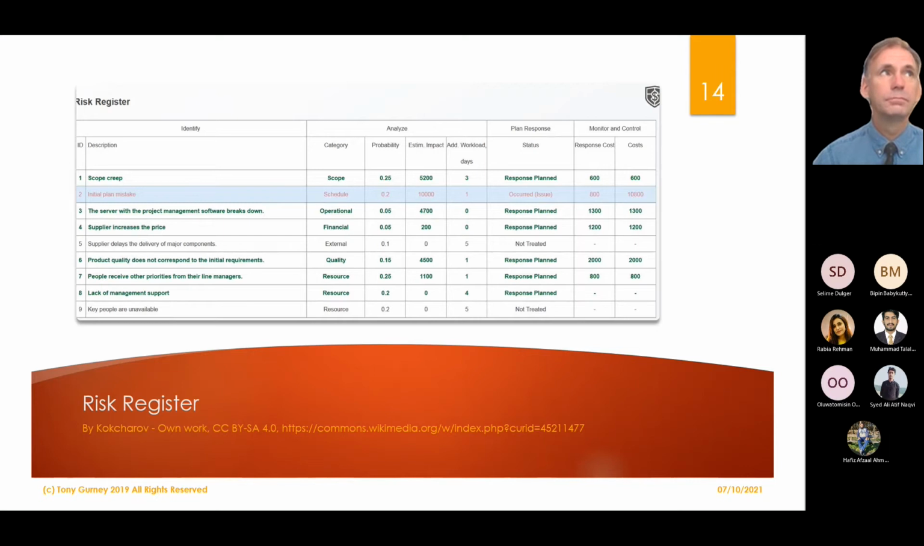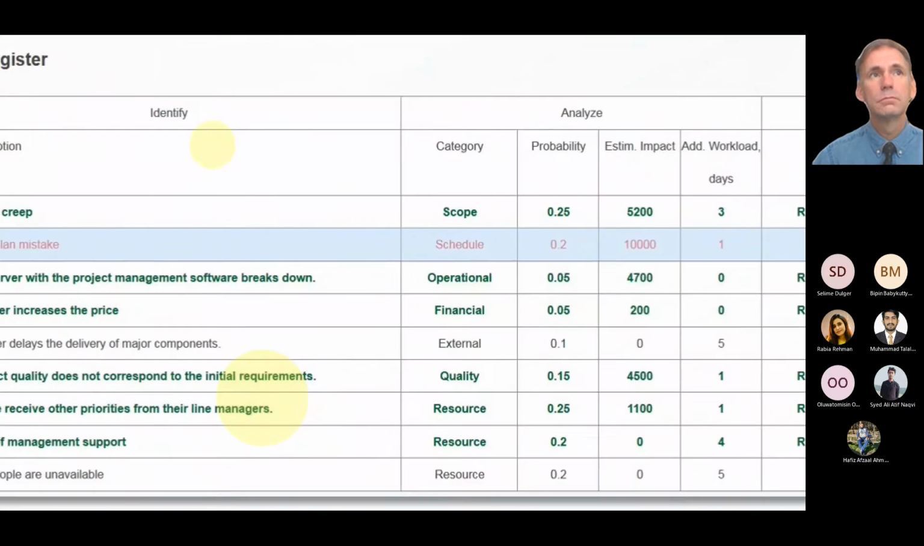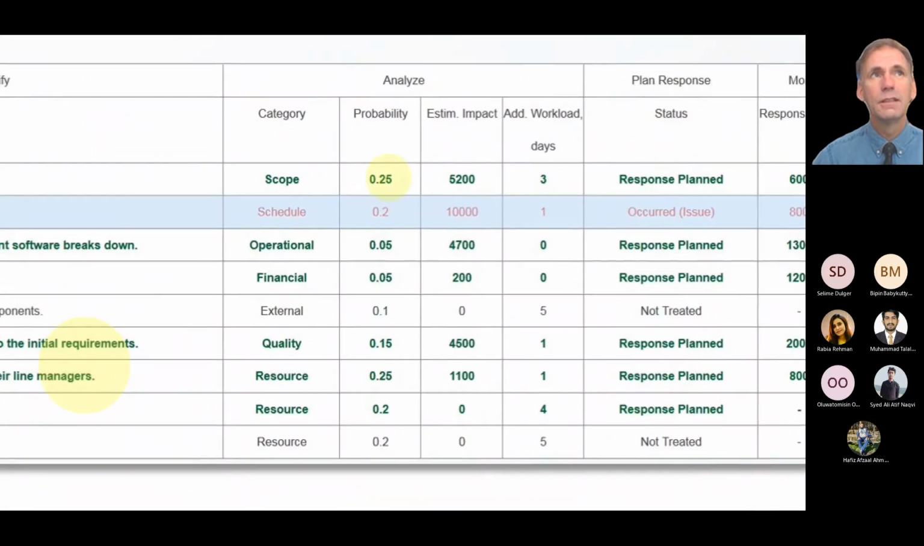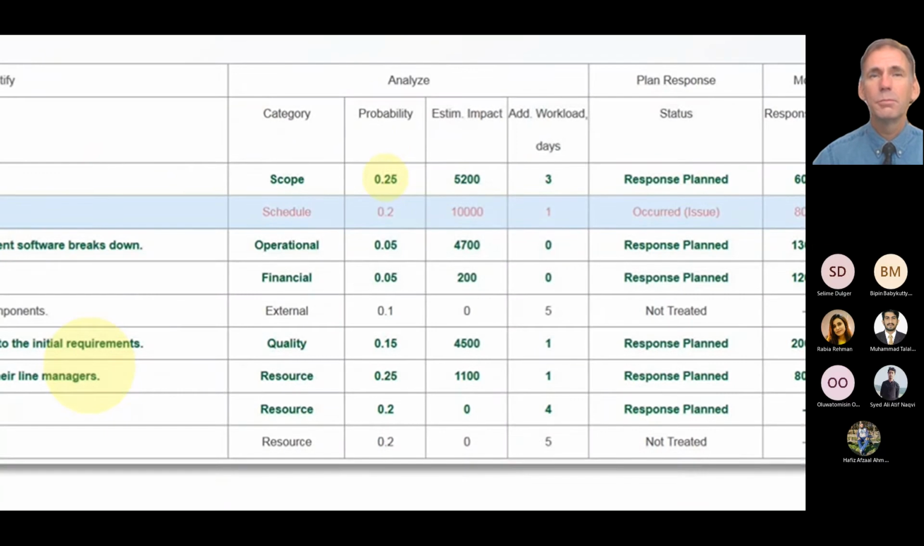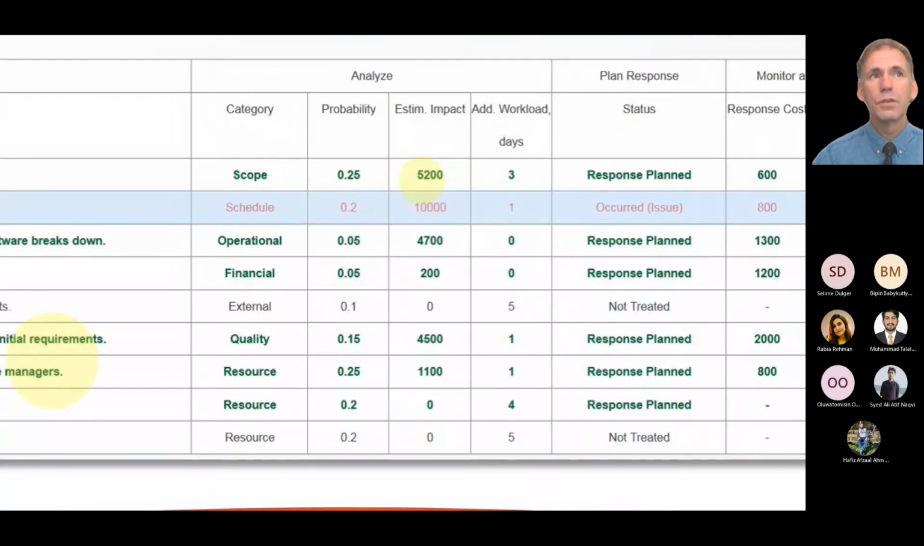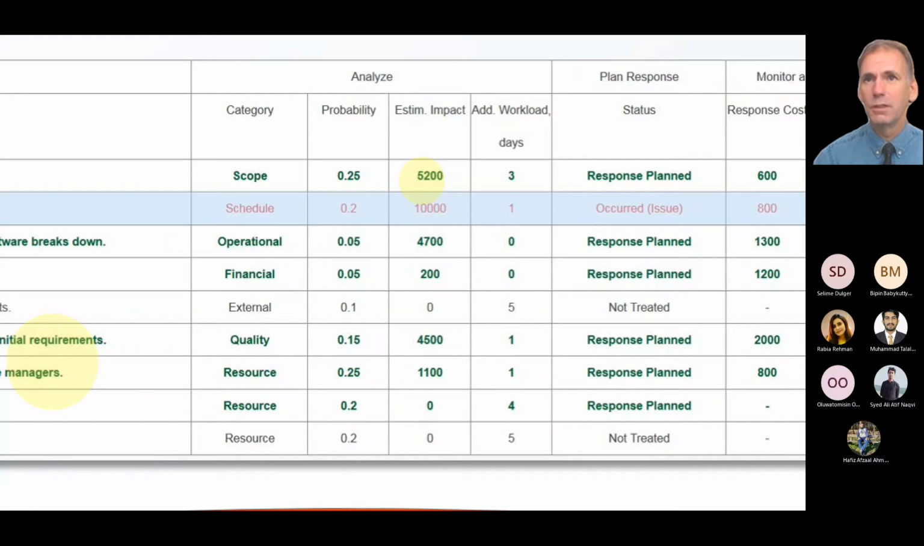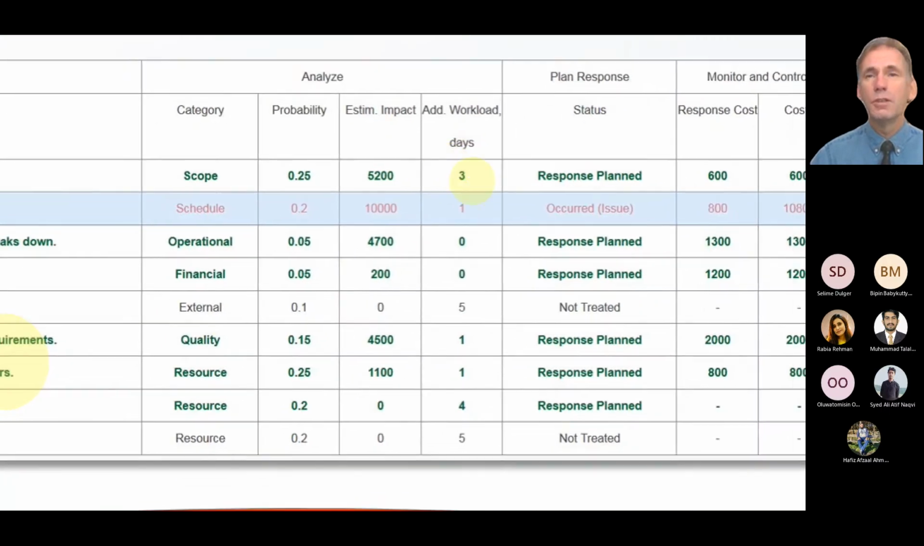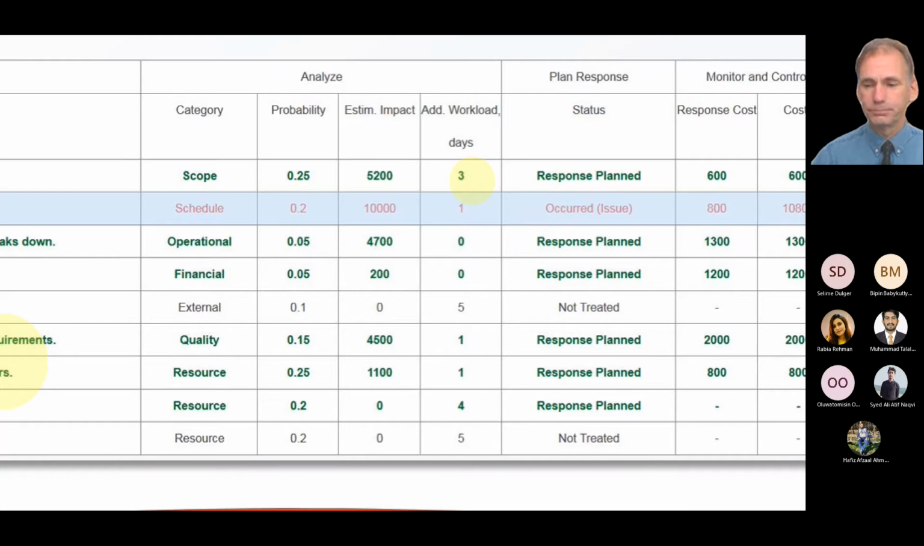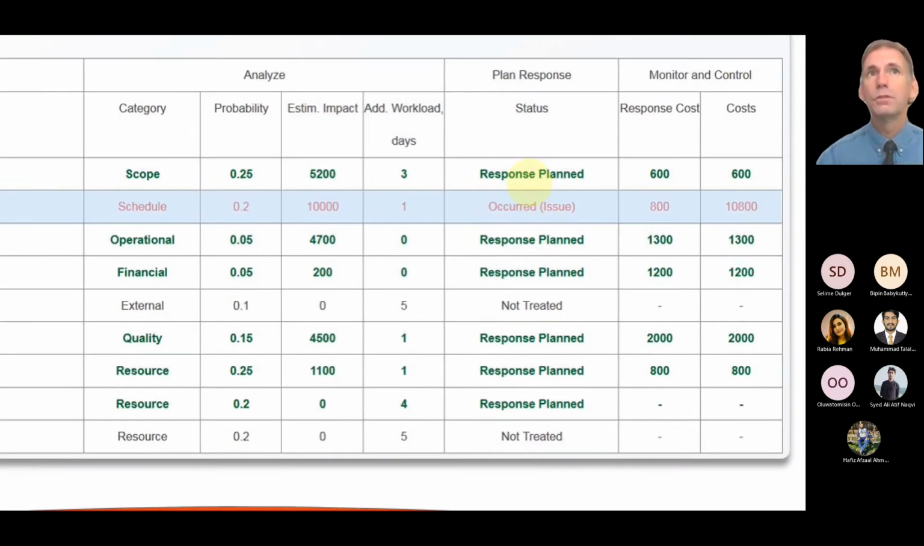There's an example. So the risk register says what the risk is, puts them into different categories, defines a probability, how likely is it to happen, what's the impact, and that could be in days, it could be in hours, it could be in pounds, it could be in whatever is appropriate for this, how much extra work it will cause. So it's not just the fact that it's happened, it's extra stuff. And do we have a response?